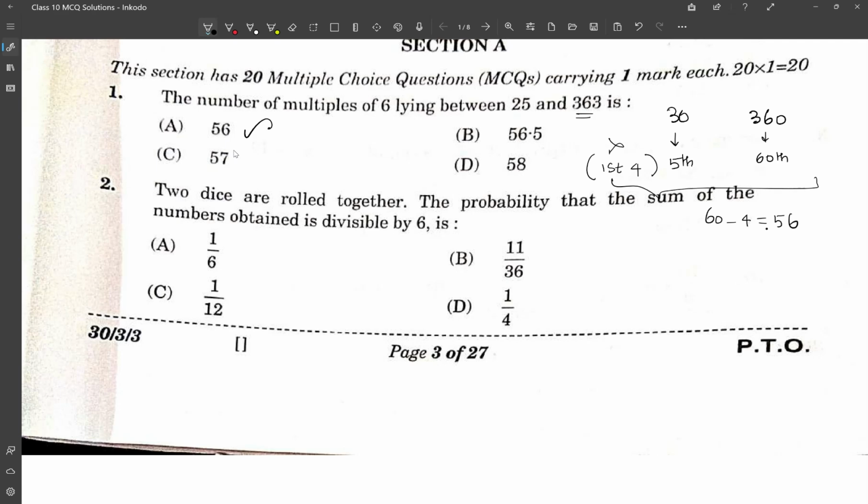This is an AP question. I'm not using any of the formulas related to AP. I've solved it purely using logic. Moving on to the next question.